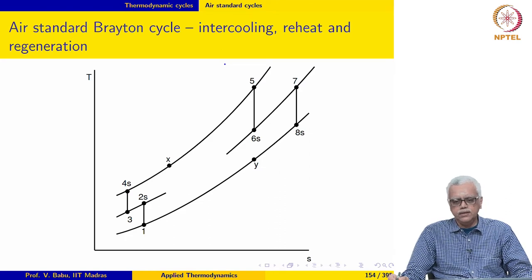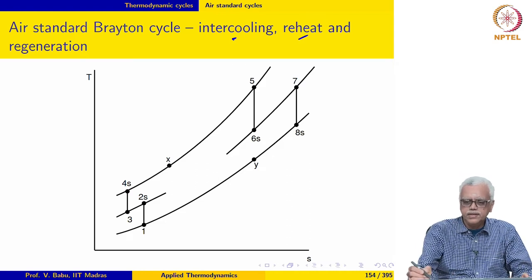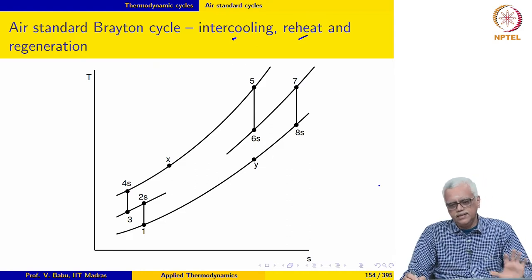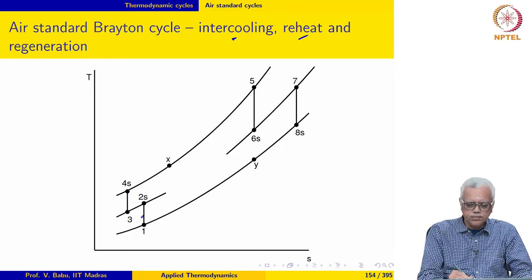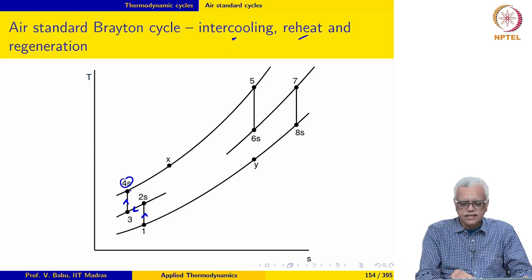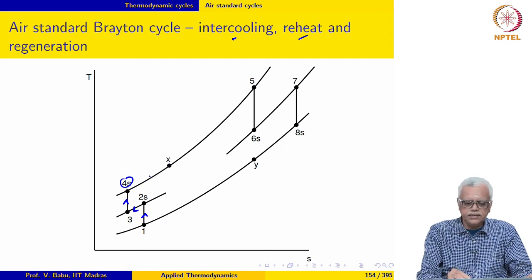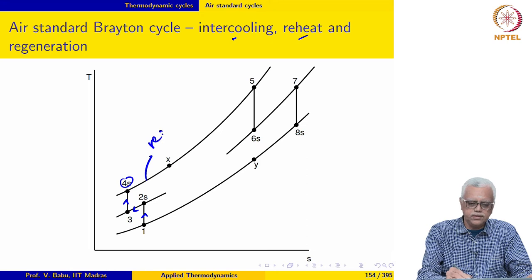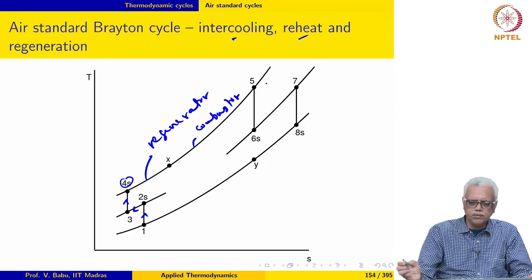So, let us now incorporate regeneration in a cycle which has intercooling and reheat. Okay. So, in such a case, as you can see, the air undergoes a two-stage compression process. So, the state at the end of compression is 4S, and then it is heated from state 4S to 4X in the regenerator. So, this is the regenerator and this is the combustor. So, from state X to state 5, heat is added in the combustor.